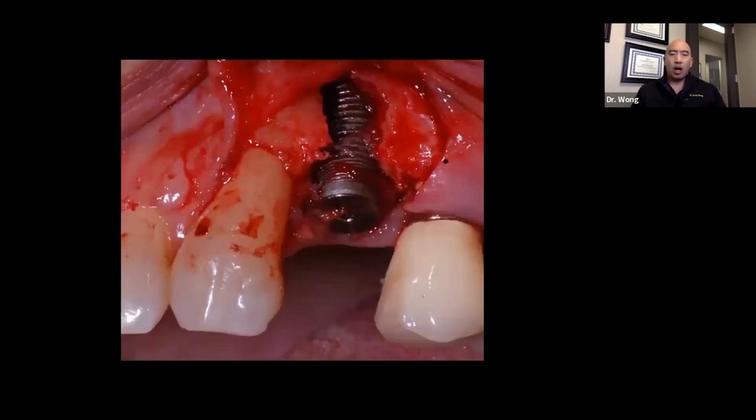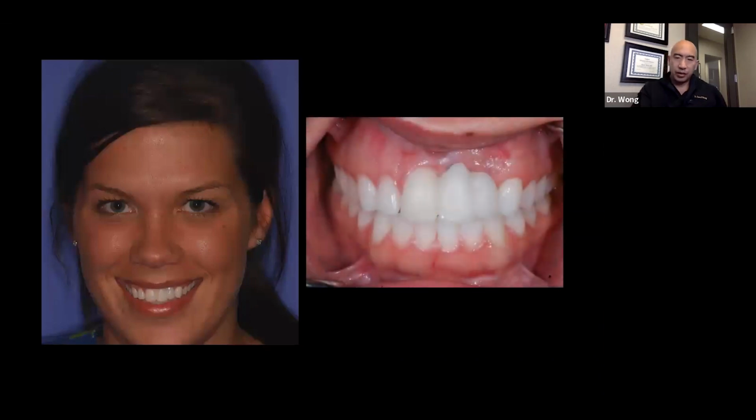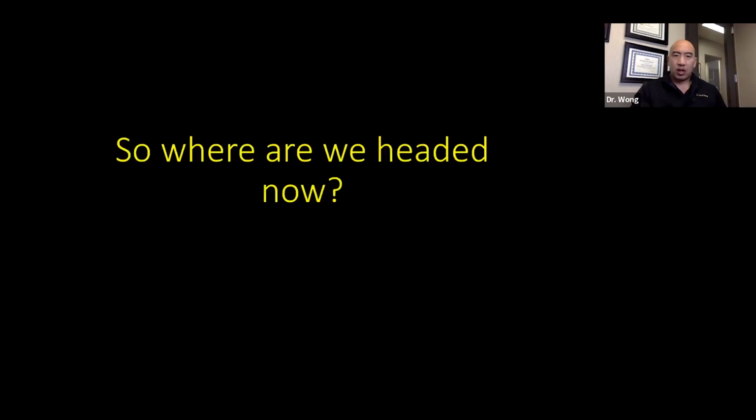So once again, I want us to avoid these types of complications where the implant's way too shallow, blown out facial plate, and now how do we fix this? I get these cases all the time. This is another attractive young woman. She's a dental assistant, and implants just have not been kind to her in a situation like this.